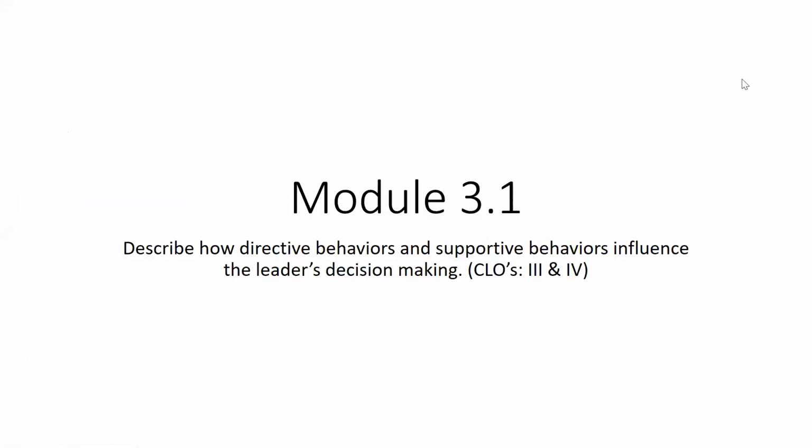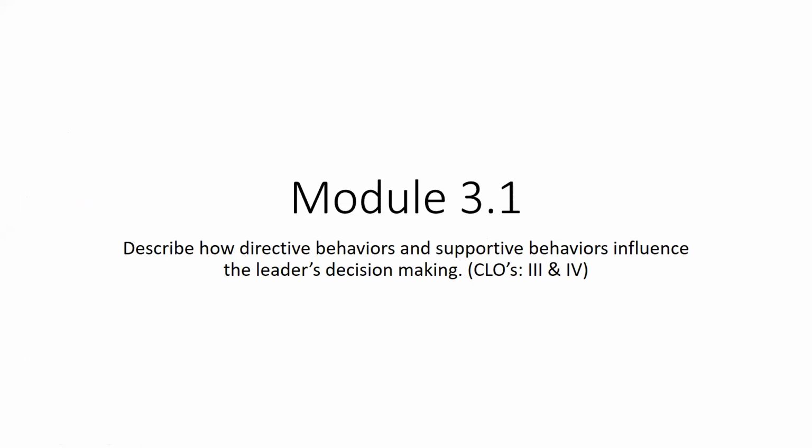Okay, everybody, let's get started on Module 3. Now, Module 3 is a combination module, if you want to look at it that way. It's like a compound variable. We're going to look at situational and then path goal approaches to organizational leadership. Situational leadership, path goal theory.